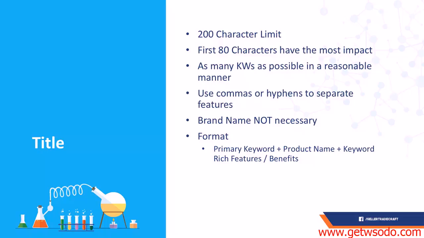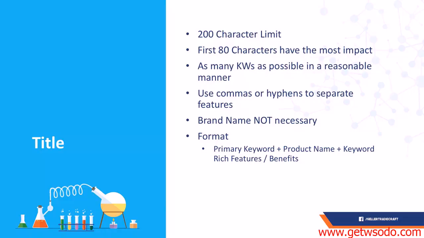So you want to make sure that your primary keywords, the ones that you really want to target, are in the first 80 characters. In terms of the title, we want to make sure that we stack as many keywords as possible in a reasonable manner that makes it still legible and still within Amazon's terms of service. As you're stacking keywords, I like to use commas or hyphens to separate features. A lot of people say, and Amazon recommends, that you include a brand name in your title. I personally found that it is not necessary. I usually include it at the end of my title just for brand recognition. But again, if you're going the pure optimization route, a brand name is not necessarily necessary, especially if you're big.